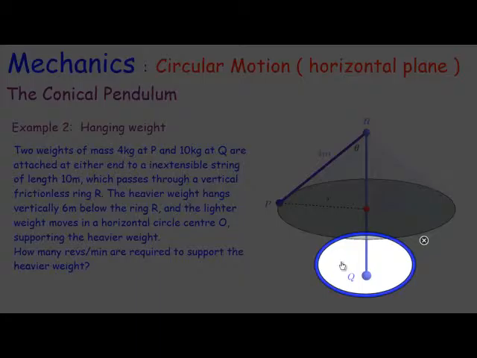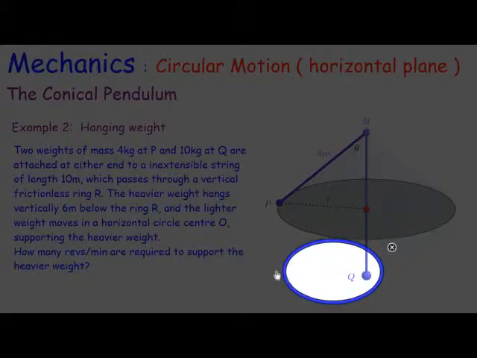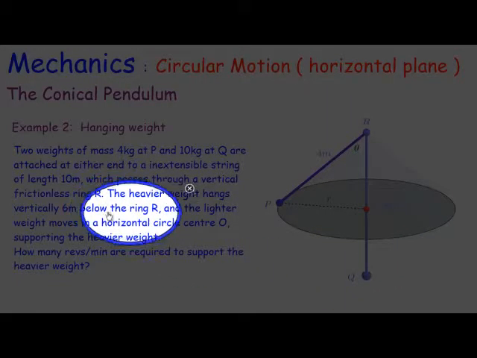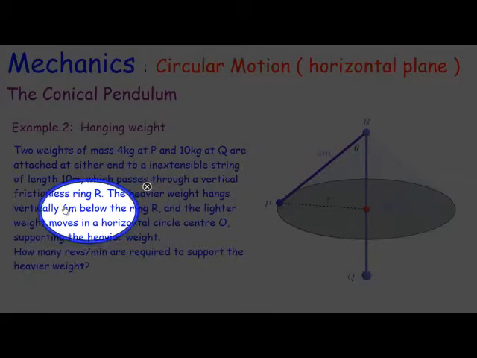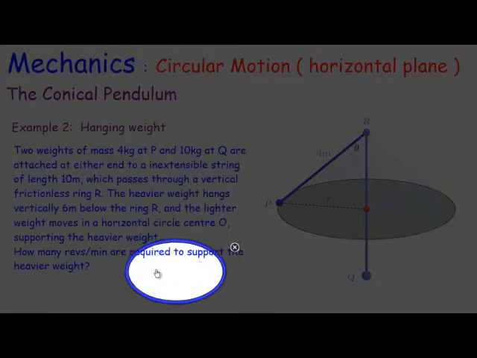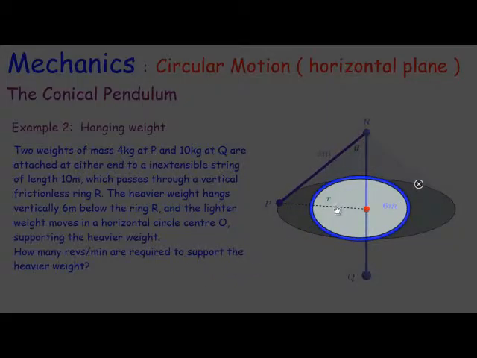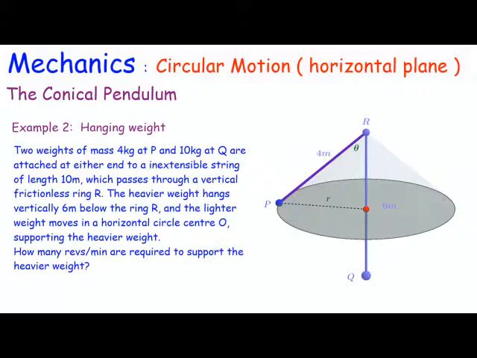Okay, so you can see here it's hanging. Also, if you have a quick look over here, the length is 10 meters. It's actually 6 meters below the ring R. The lighter weight moves in a circular horizontal motion. The center O here, that red, is where the center of the circular motion is. And it says how many revs are required to support the heavier weight. Okay, so let's have a quick look.